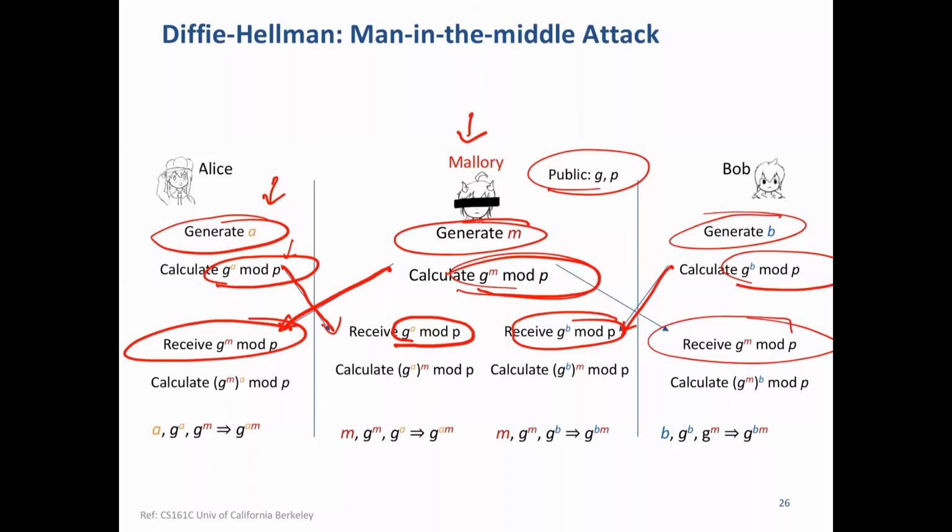So based on this received number, she can create the key here, which is G raised to the power AM, and Bob similarly creates G raised to the power BM. Now what can happen is that when Alice sends a message with this key, Mallory has also created this key.